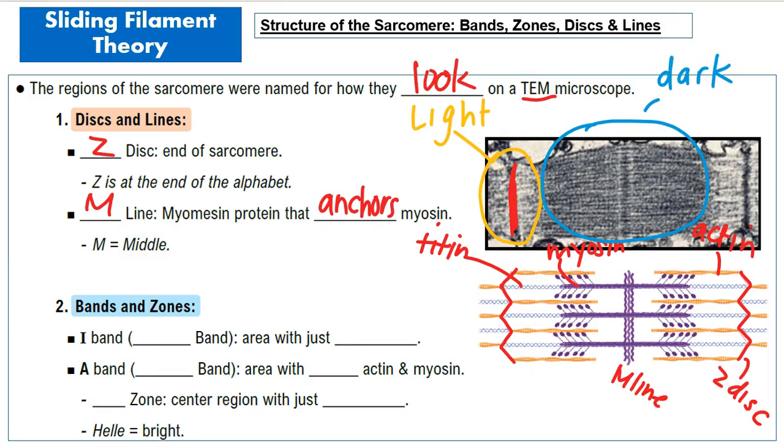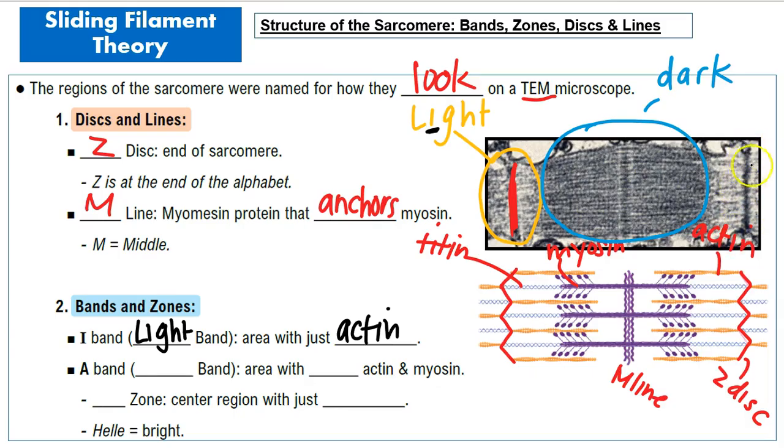Well, the light side is called the I band. We call that the light band. Sometimes you can just underline the I and light to make sure you're talking about the I band because it is light. And this is the area with just actin. Since actin is a very thin filament, it's very light on the transmission electron microscope. So you can see all this here is just actin.